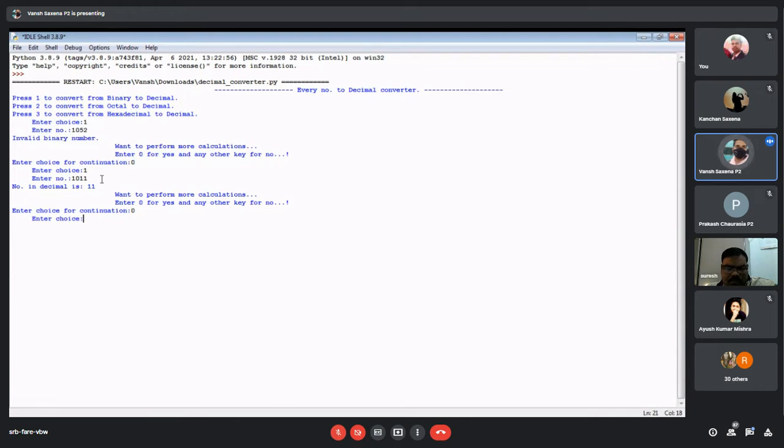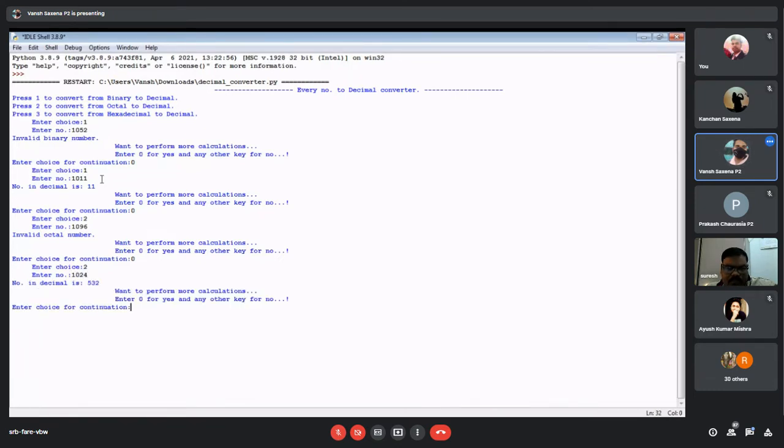Now I want to enter a choice; let's say I'm converting from octal to decimal, so I am giving choice 2. Now I am giving 1096, which is not a valid octal number because it contains the digit 9. Now again, I'm continuing the program: 0 for yes and other key for no. I'm not going to terminate the program. Again I'm giving choice 2, and here I'm giving a perfect octal number which will not create any error. So the decimal number of this octal number is 523.